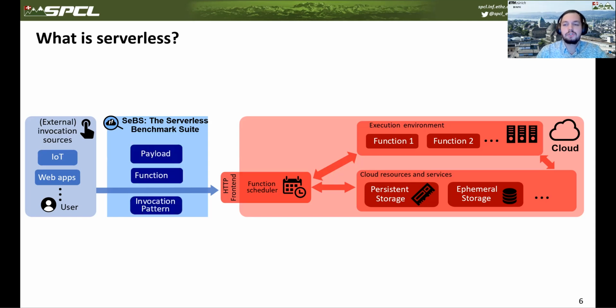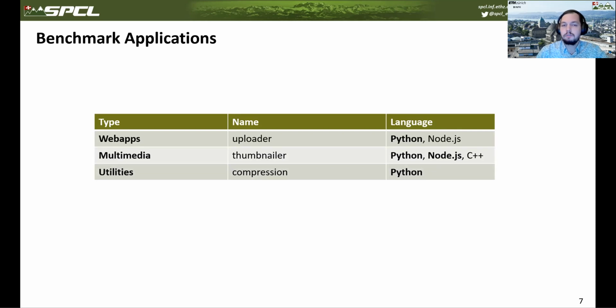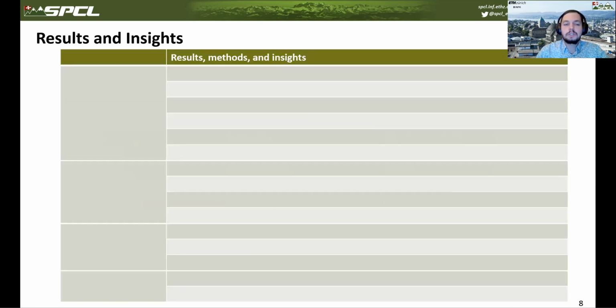With SeBS, we provide functions, payloads, and different experiments that invoke functions in a different way to analyze various components of the system. We select a few functions: a simple example of a web application that uploads a file to the storage, an image processing app, a function that downloads a bunch of files from the storage and returns a compressed file to the user, an example of machine learning inference serving, a very important workload in FaaS, that is using ResNet to do image recognition, and also a scientific application. We present new insights and results into the performance, cost, invocation latency, and eviction policies of FaaS.